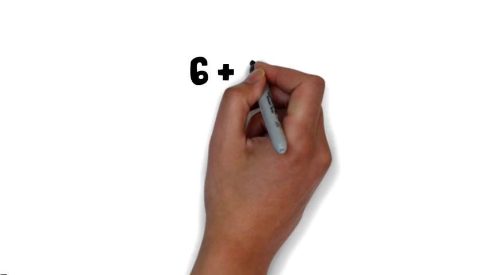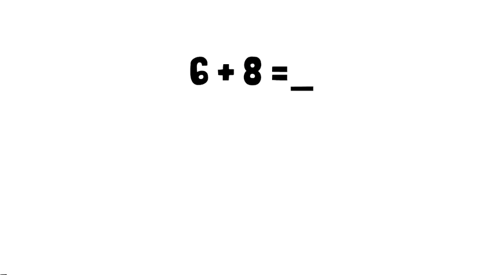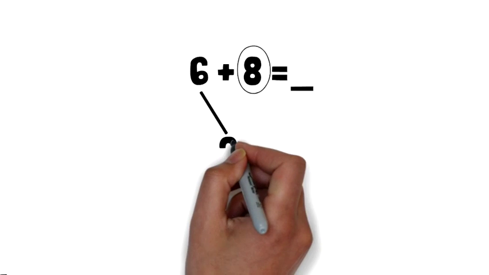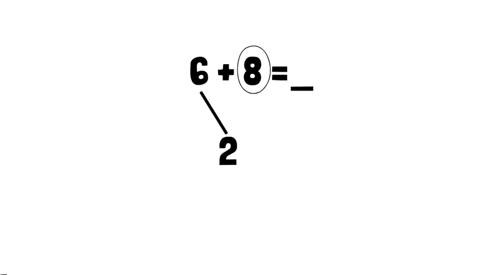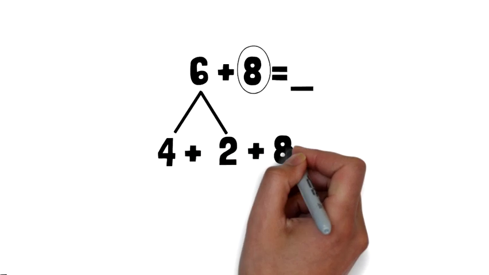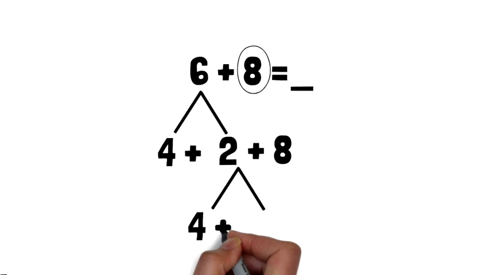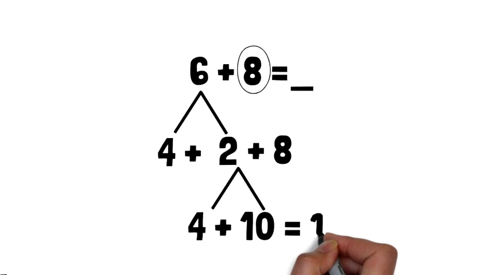Let's try this with 6 plus 8. Step 1 is always to identify the greater addend, which is 8. Circle the 8. How many need to be added to 8 to make 10? Only 2. Draw a line from 6 and write 2. As we know now, that 2 is coming out of the 6. And when you take 2 away from 6, you are left with 4. The new equation will read 4 plus 2 plus 8, or 4 plus 10, which equals 14.